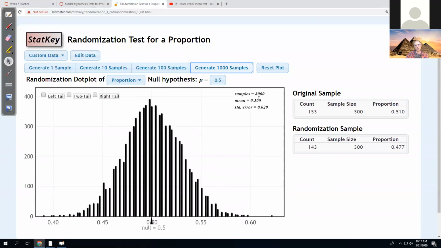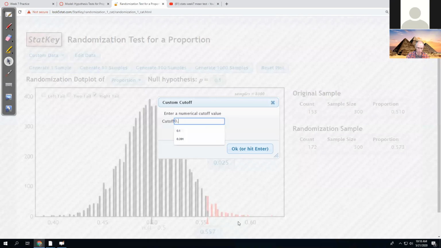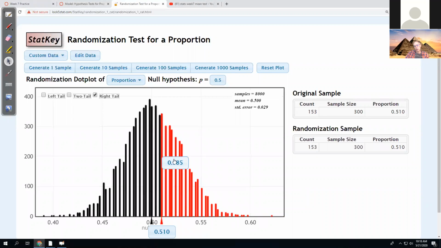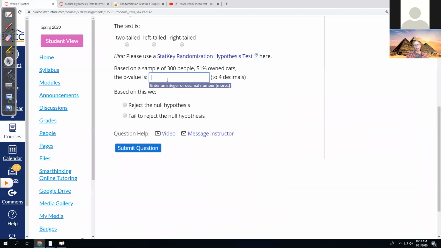I did a few more samples, 8,000 instead of 6,000. And then what do I want to do? I want right tail and sample data, 0.51. The p-value is 0.385. Before it was 0.382. They're in the ballpark of each other. With the computer, I tried to give it a reasonably wide window to accept the variability that comes from simulations, but every once in a while, a simulation pops up that was beyond what I expected.